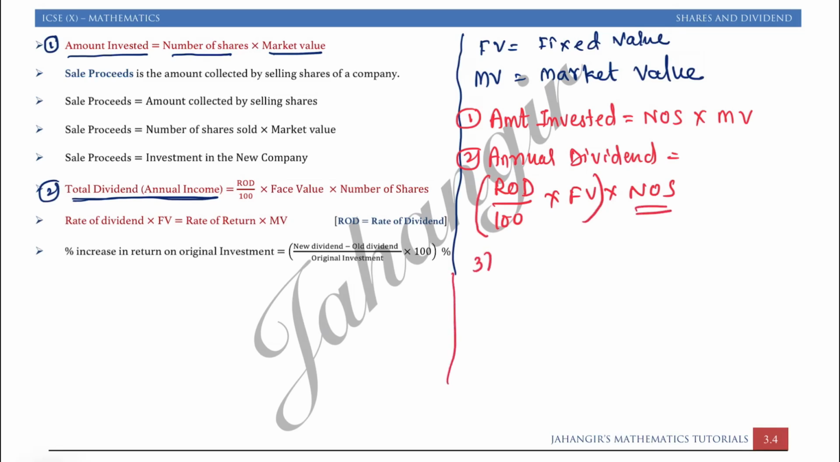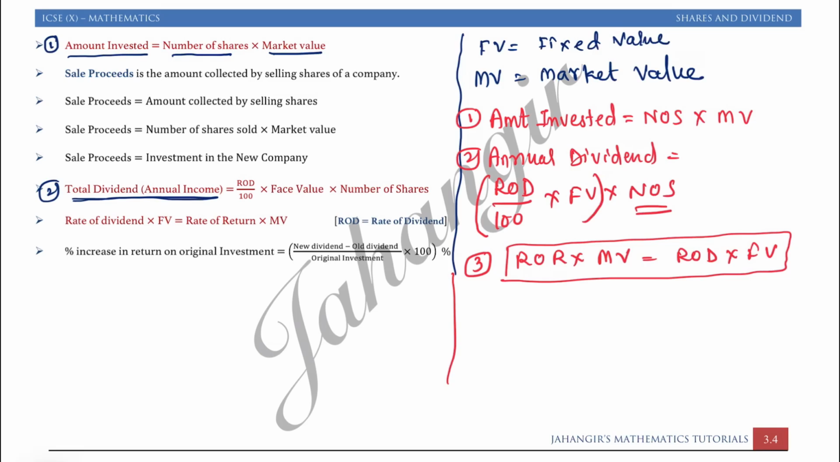And the third formula is rate of return. Now what is rate of return? It's just the return on our original investment. On the original investment, what percentage you are getting as income, just like rate of interest. That is ROR into MV is equal to ROD into FV. This formula we have to use whenever we have to find ROR or any other term out of the four.